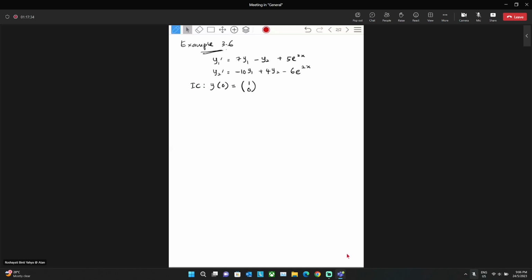So solution. Step number 1: general solution of Yc for homogeneous. Okay, so smaller step inside.